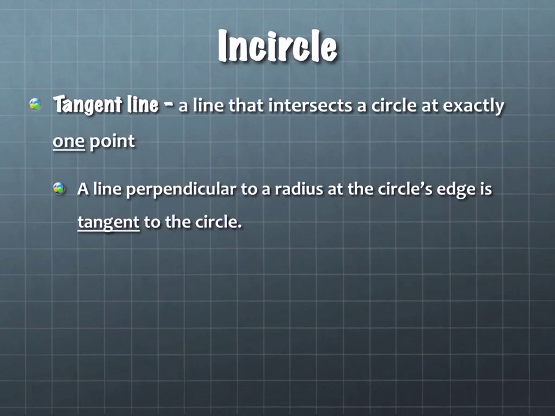A tangent line is a line that intersects a circle in exactly one point. Okay, so you usually kind of have this feeling that it's resting on the circle, right? The line is sort of resting against the edge of the circle. A line perpendicular to a radius at the circle's edge is tangent to the circle.